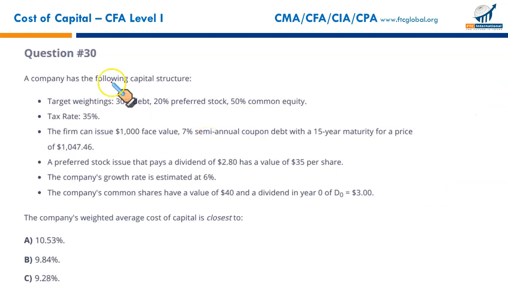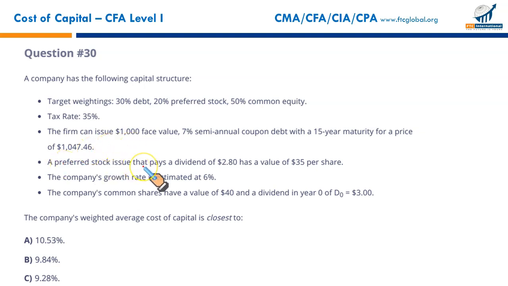A company has the following capital structure. We need to calculate the weighted average cost of capital. Target weightings: 30% debt, 20% preferred stock, 50% common stock, and tax rate 35%. So we need the cost of debt, preferred stock, and common stock. The firm can issue 1,000 face value, 7% semi-annual coupon debt with 15 years maturity for a price of 1047.46. This will help us calculate the cost of debt.